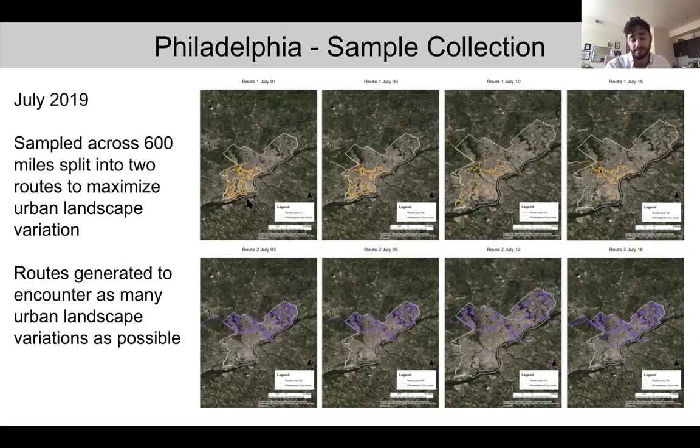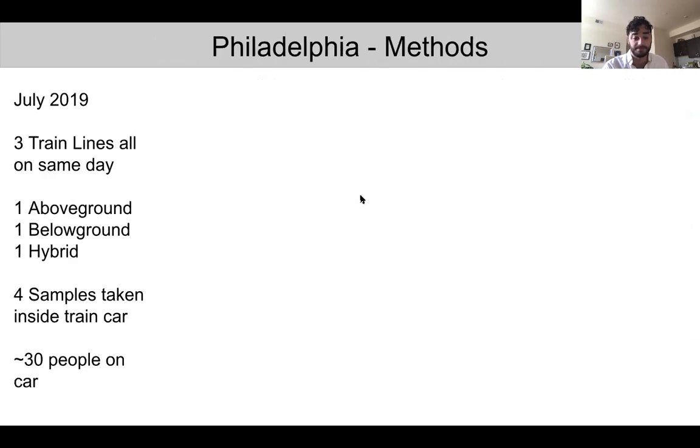Sometimes I would stop and get a sandwich, honestly, and I would want to go to a different place. Anyway, these routes were generated to encounter as many urban landscape variations as possible. So those configurations we talked about earlier, those 120 square meter areas, we wanted to see as many different ones of those as possible.